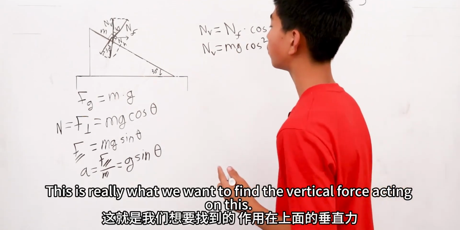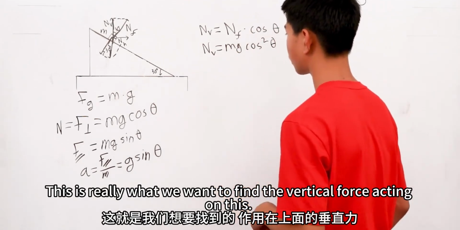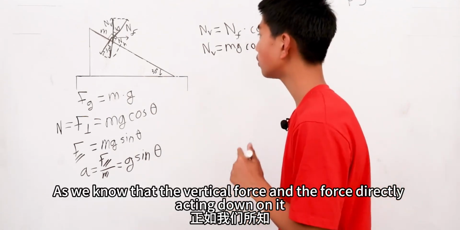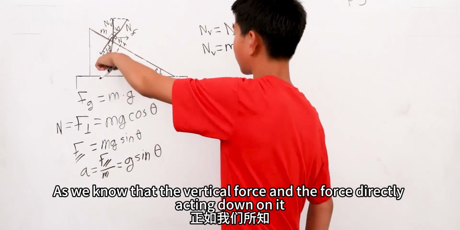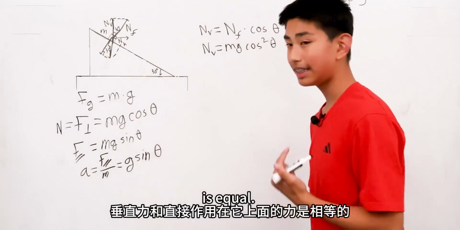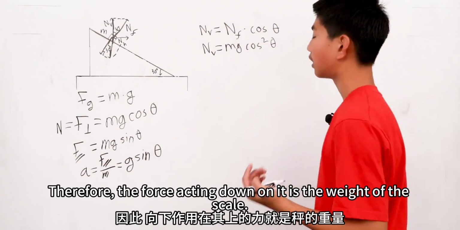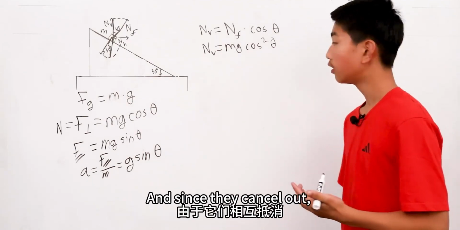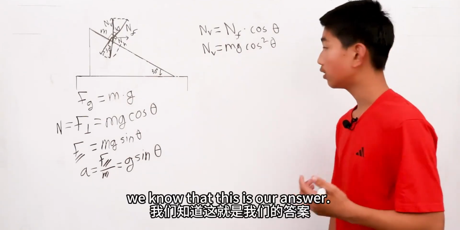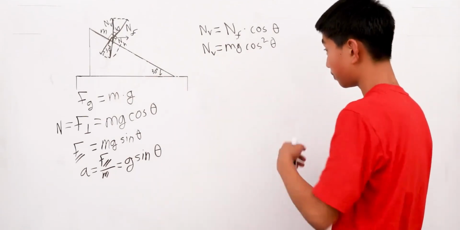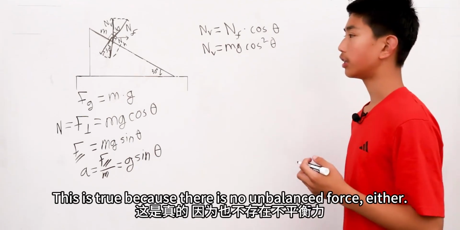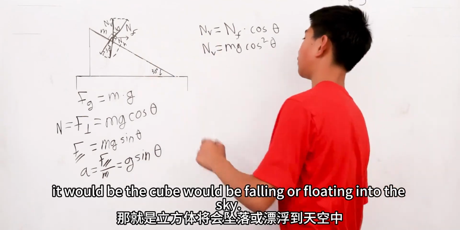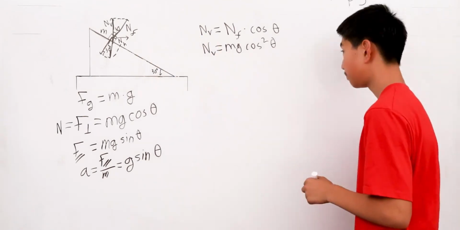And this is really what we want to find, the vertical force acting on the scale, as we know that the vertical force and the force directly acting down on it are equal. Therefore, the force acting down on it is the weight on the scale, and since they cancel out, we know that this is our answer. This is true because there is no unbalanced force. If there was, the cube would be falling or floating into the sky.